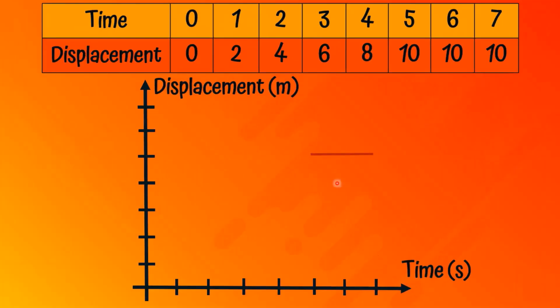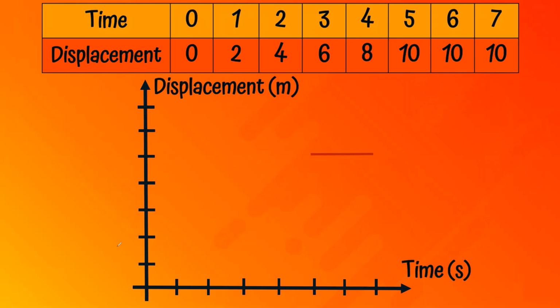So this is our second question. In 0 seconds 0 meters, in 1 second 2, 2 seconds 4, 3 seconds 6, 4 seconds 8, 5 seconds 10, and in 6 seconds also 10 meters, and also in 7 seconds 10 meters. So how to plot this graph? First we need to write the numbers.